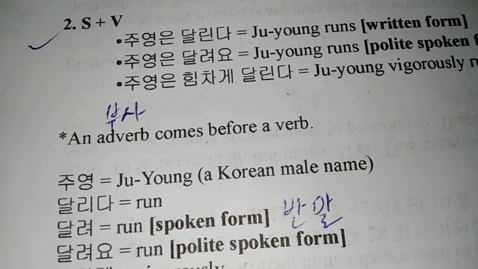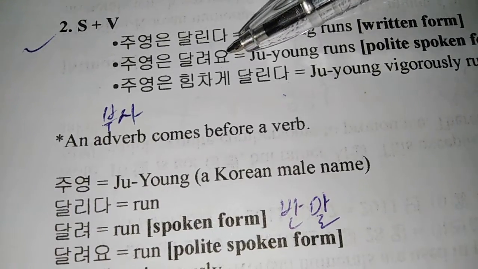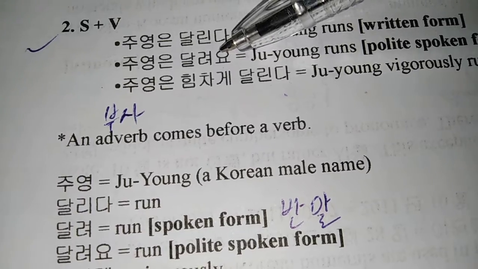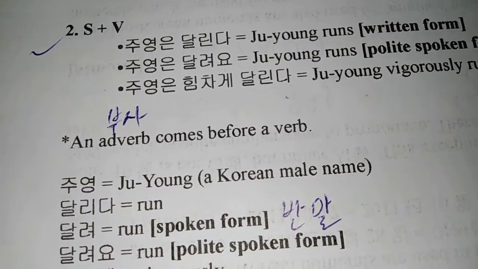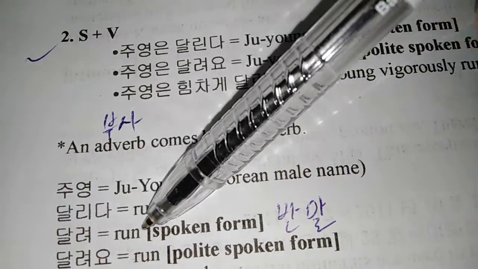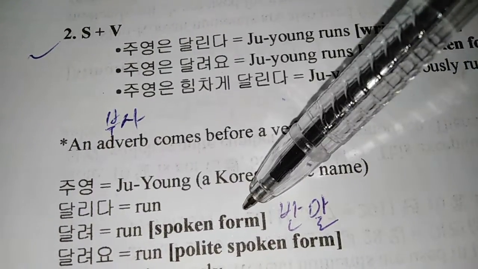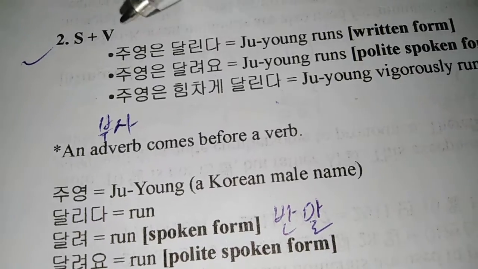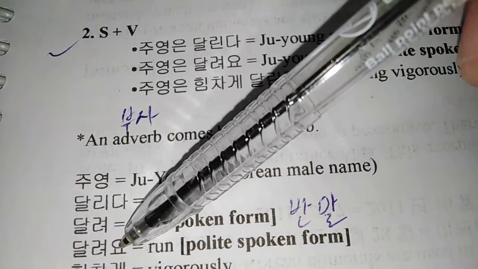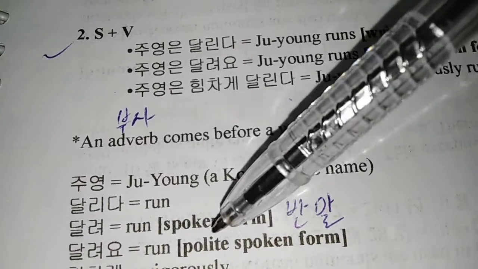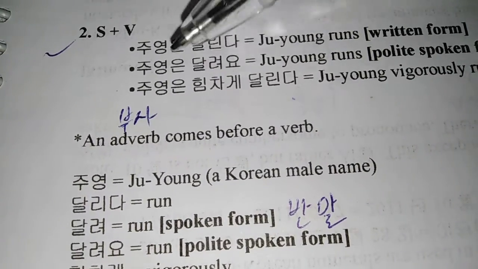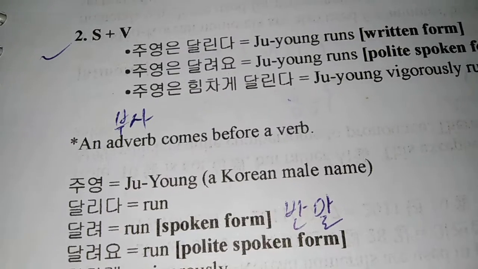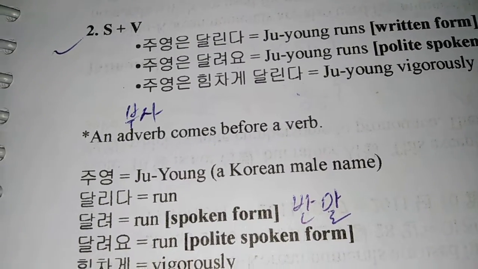달려 means 반말. If yo is coming at the last, okay, it is 존댓말. If yo is not coming, it is 반말. 주영은 달려 means 반말. It is written here. 달려, it is spoken form, 반말. And 주영은 달려요 would be spoken form, but it would be polite spoken form. That is 존댓말, and that is the second level of respect.